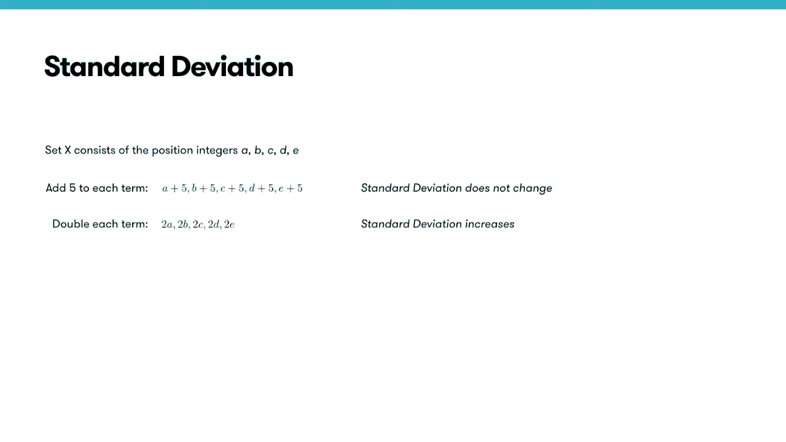Now finally, what if we halve each term? What will that do to the standard deviation? Well, if we halve each term, we'll arrive at the set 1 half a, 1 half b, 1 half c, 1 half d, 1 half e. By halving each term in the set, we're also going to halve the distance between successive terms. If we're halving the distances between the terms, then the overall distance from the mean is going to decrease, and the standard deviation will therefore decrease.